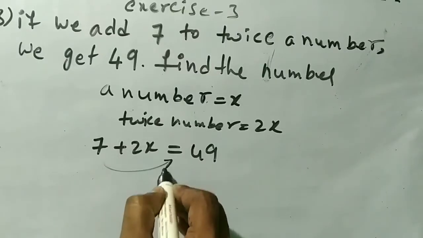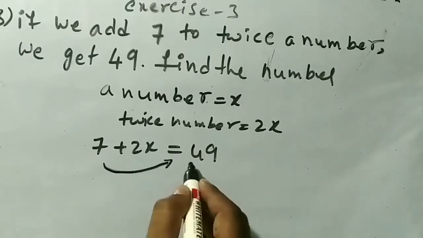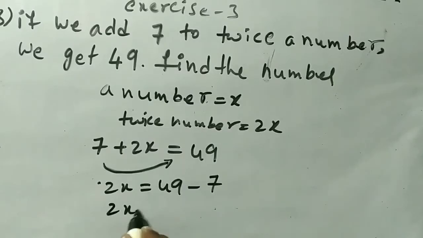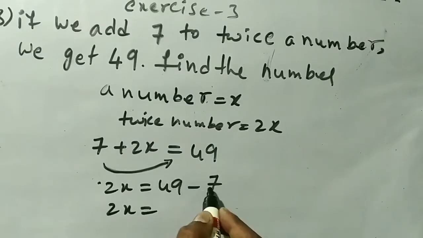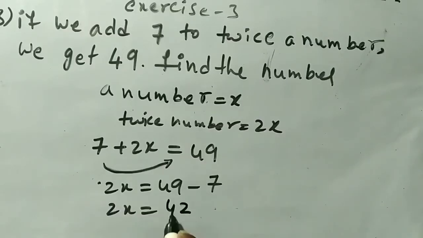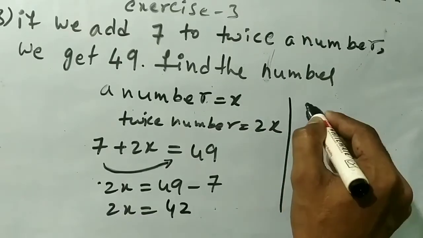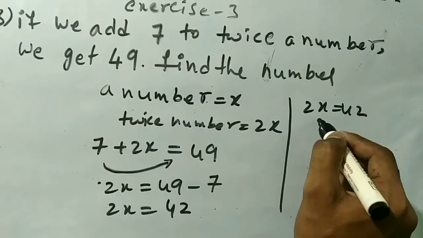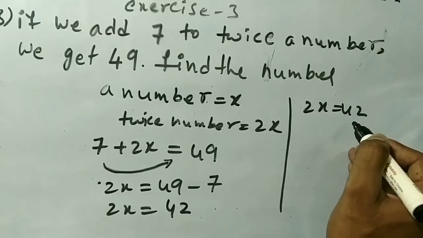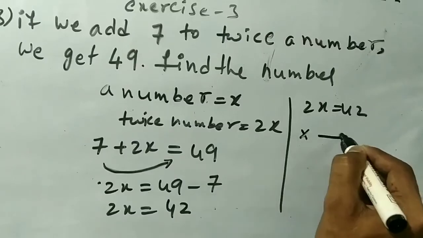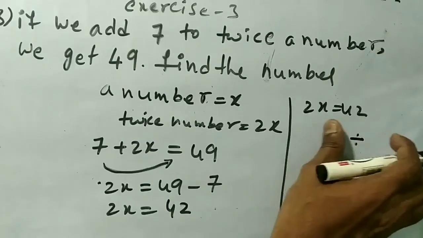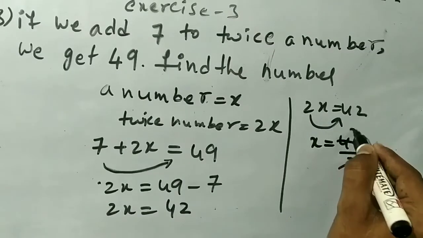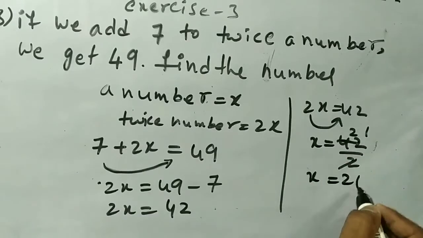Here 7 goes to the other side and becomes minus, so 2x is equal to 49 minus 7, which is 42. So 2x is equal to 42. Here 2 is multiplying with x; when 2 goes to the right-hand side, multiplication becomes division. So x is equal to 42 by 2. 2 2s are 4, and 2 1s are 2. So x is equal to 21.